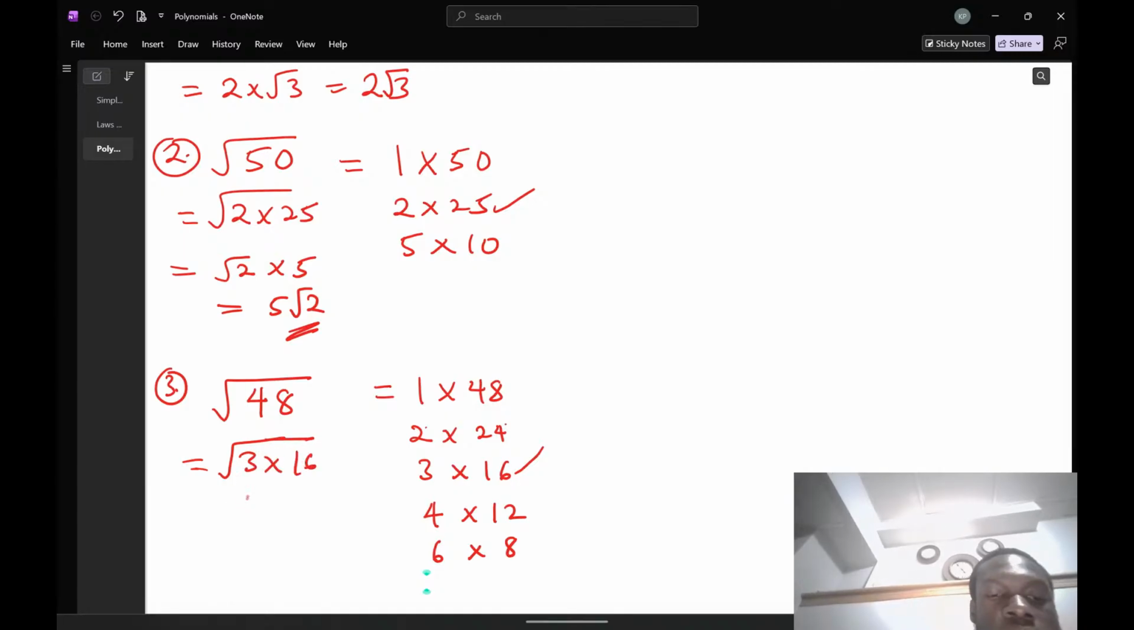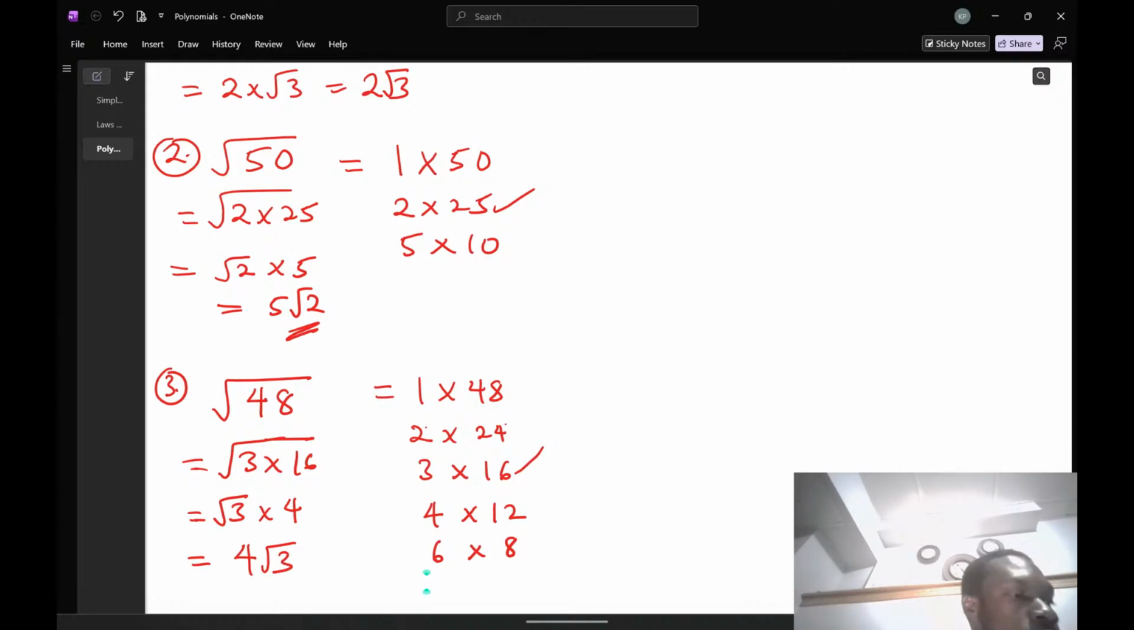Okay, so now that we have the square root of 3 times 16, we don't know the square root of 3, so that will be root 3. The square root of 16 is 4. So that will be root 3 times 4. Okay, so in this case, the answer will be 4 root 3.